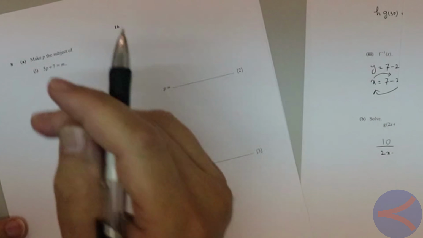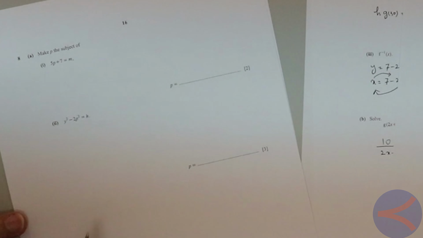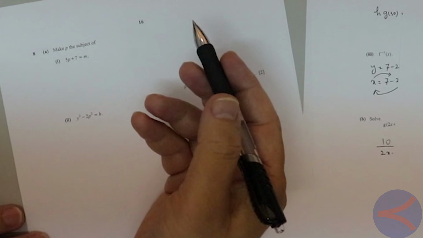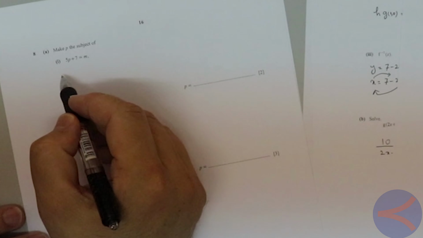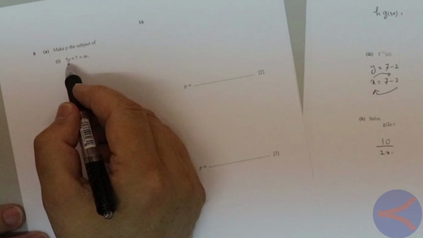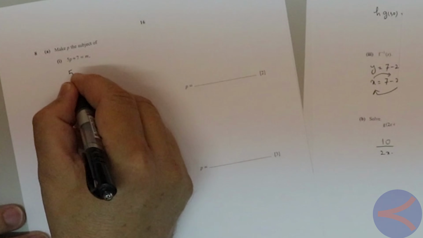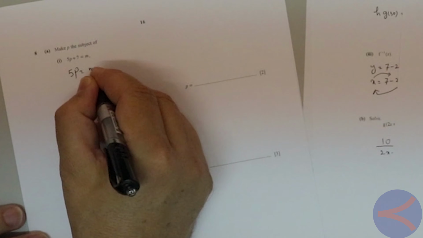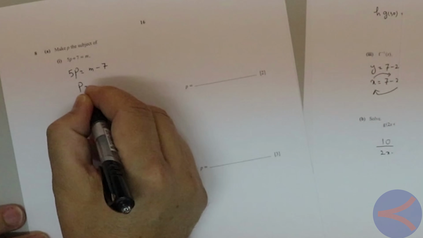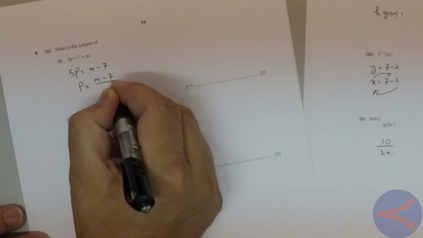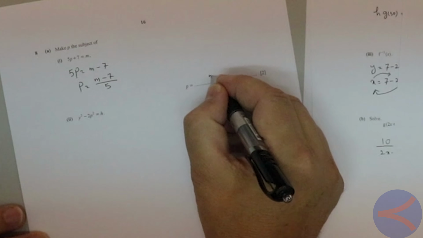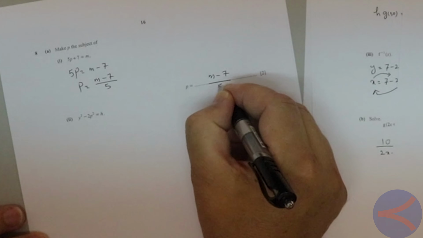Here, question number 8 is again a simple question. You have to change the subject. We want to change the subject of this equation to p. Therefore, 5p will be equal to m minus 7. Therefore, p will be equal to (m minus 7) over 5.